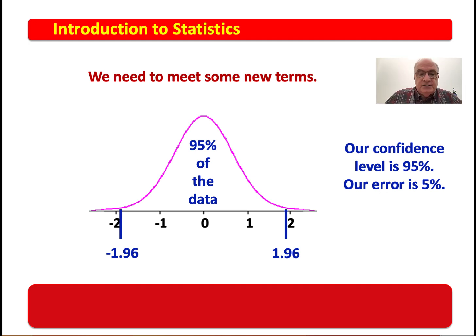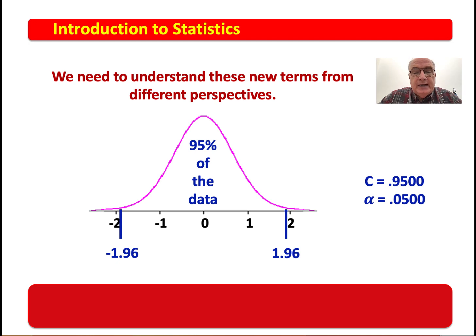Our error is 5%. C is 0.9500. Alpha is 0.0500. C stands for confidence, and alpha stands for error. You will note that our error is split in half. We have half of it below the mean and half of it above the mean. Where you have error on each side, it is generally called a two-tailed test. Confidence intervals utilize two-tailed distribution of the error.